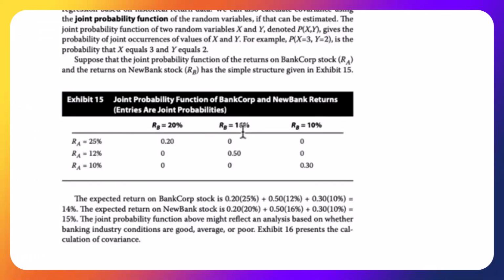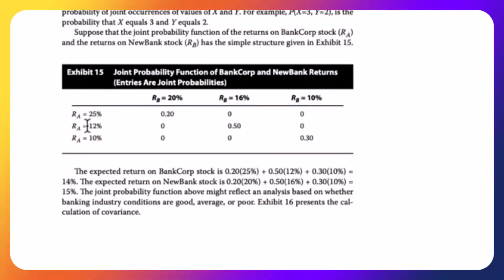So we have to calculate a covariance based on this. And what do we need for covariance? We need expected values. So the first step would be, what's the expected value for the return on A and the expected value for the return on B? Here are returns, here's the probabilities. So we just multiply the probability by the return. So for A, it would be 0.2 times 25% plus 0.5 times 12% plus 0.3 times 10%, which we see is done down here. We get 14%.